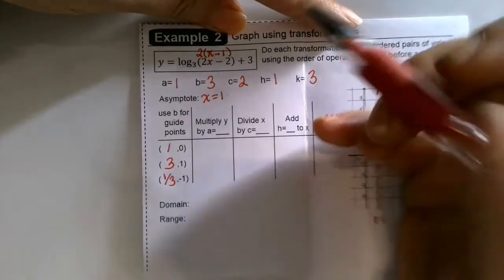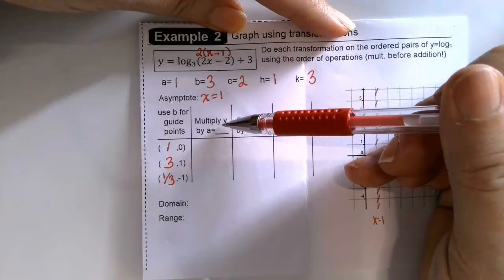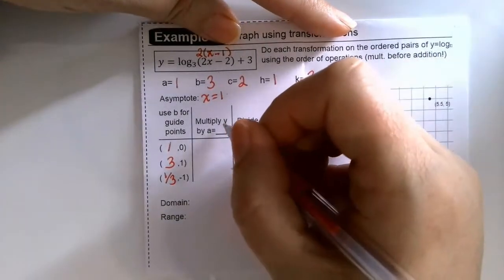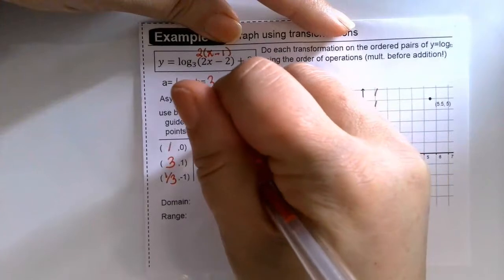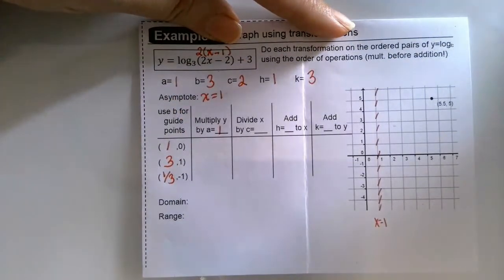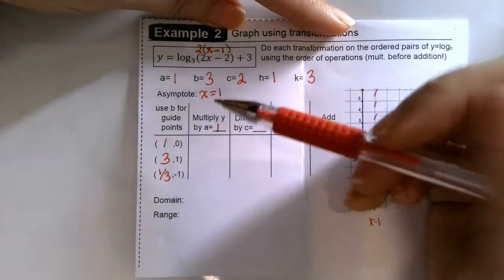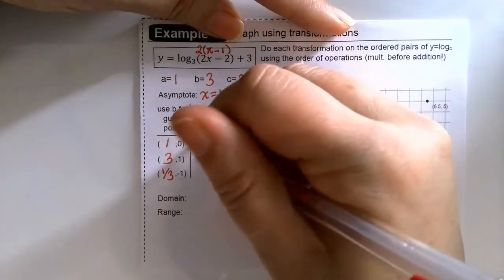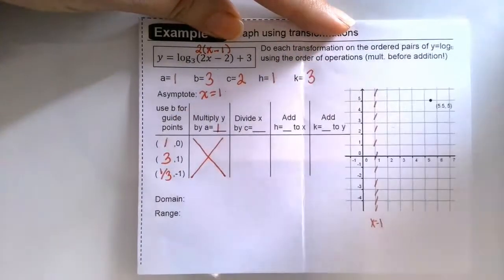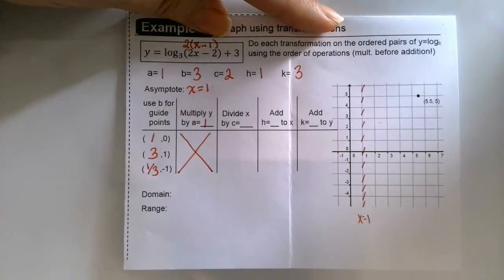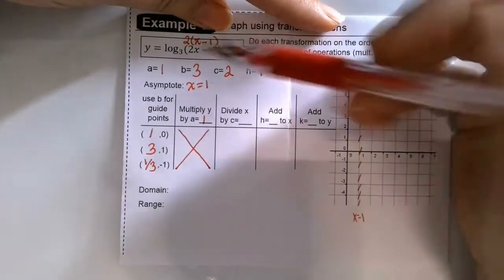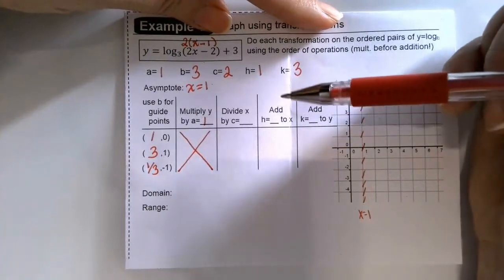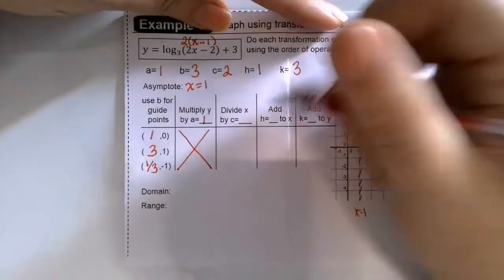Okay, then to take care of the vertical dilation or reflection, we multiply the y-coordinate of each of those points by the a, and our a is 1. When we multiply a number by 1, we get that same number back. So I'm going to go ahead and skip that transformation since it doesn't accomplish anything for this function, because the a was 1, there's no dilation or reflection with respect to the x.